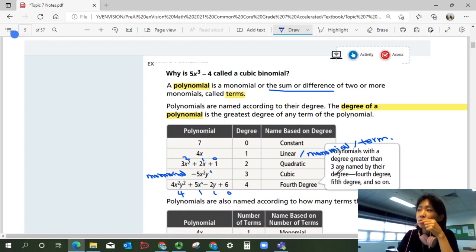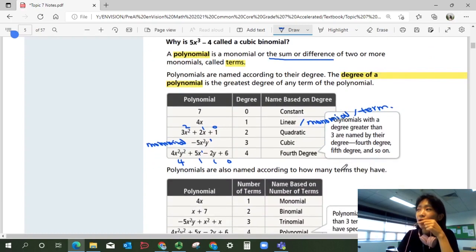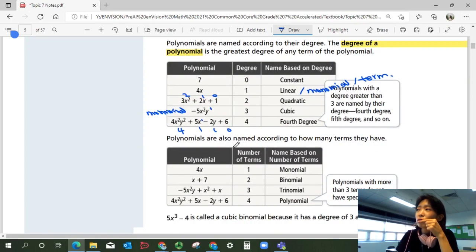Polynomials are also named according to how many terms they have. So just like I explained, 4x has 1 term, so that's called monomial. X plus 7 has 2 terms, so it's a binomial. 1, 2, 3 terms, trinomial. 1, 2, 3, 4 terms, polynomial.